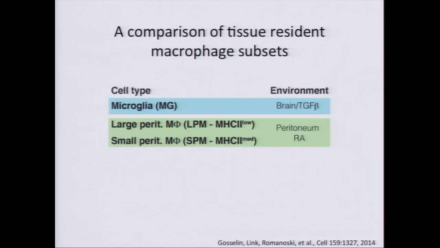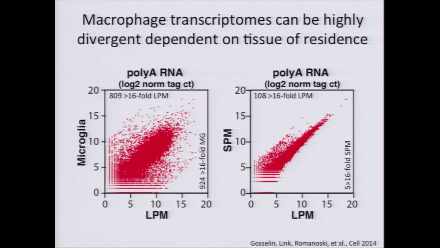And so very recently, we've begun to try and look at how enhancers are selected and function within tissues. And our first shot at this was a comparison of tissue-resident macrophage subsets. One of the subsets we looked at were the macrophages that live in the brain. And we also looked at two separate populations of macrophages that live within the peritoneal cavity. These are the large and small peritoneal macrophages, and these have important roles in controlling the immune system in the gut. And we started simply by looking at the transcriptomes of these macrophage populations.